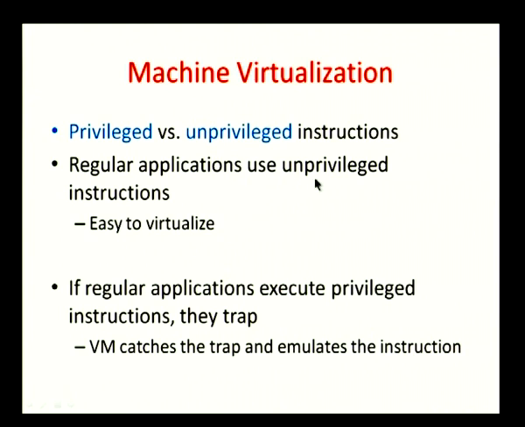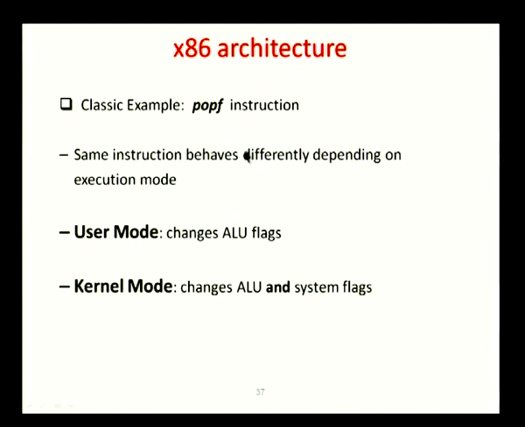The regular applications use unprivileged instructions, and these instructions are easier to virtualize. If regular applications execute privileged instructions, they always trap. Then the virtual machine catches the trap and emulates the instruction. So this is the actual principle we are using. To understand the concept, we are seeing some more details about the actual instructions and how the interrupt takes place. All those things are explained in the subsequent slides.